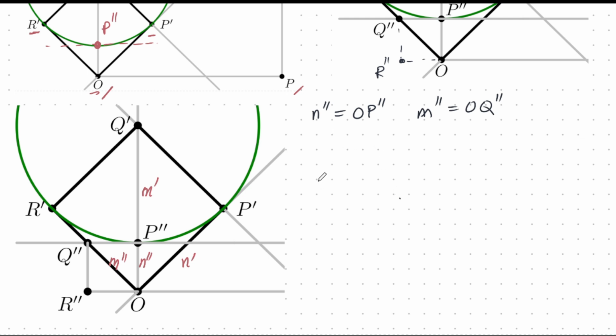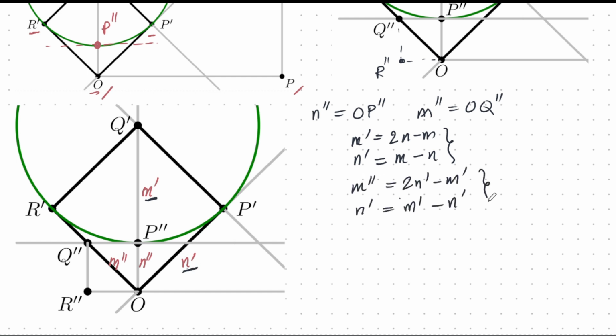Okay, so we apply the transformation. We now start with n prime and m prime, not with m and n, but n prime and m prime. This was our general transformation, but now we are not beginning with m and n, we're beginning with m prime and n prime. So we have the following, like so. Okay, this is n prime prime.